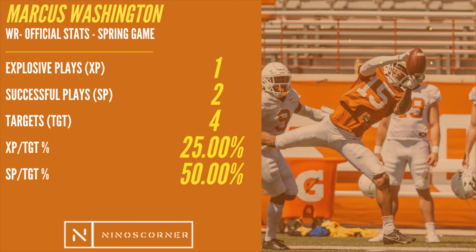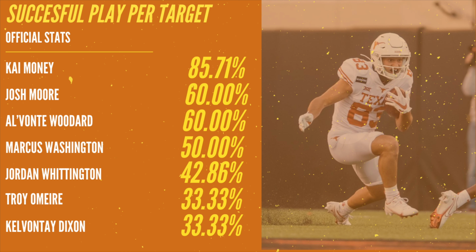So if we go ahead and rack and stack these again, Kai Money at number 1 at 85.71%, followed by Avante Woodard at 60%, and then followed by Josh Moore at 60% as well. Then followed by Marcus Washington at 50%, then Jordan Whittington at 42.86%, and then Troy Amiri and Kevontae Dixon rounding out at 33.33%.